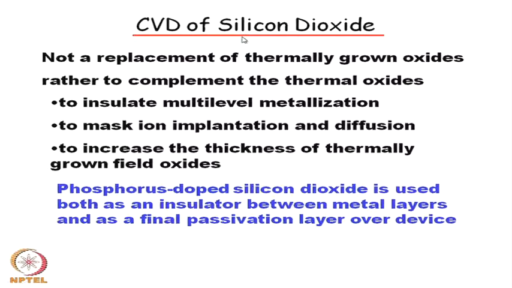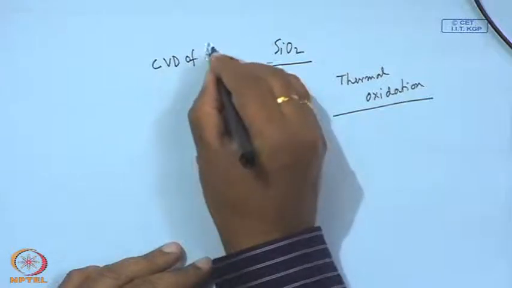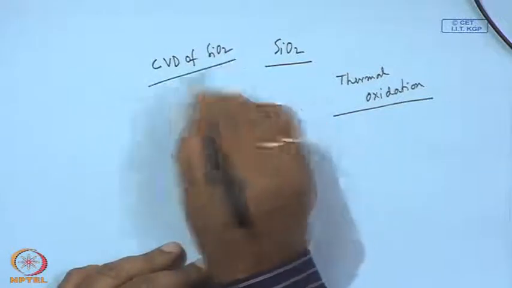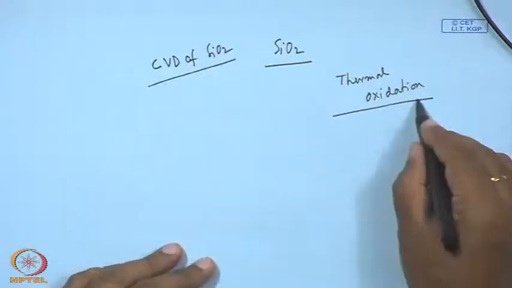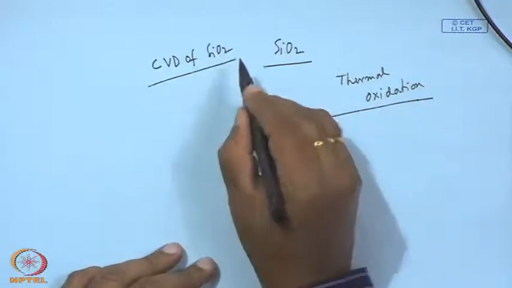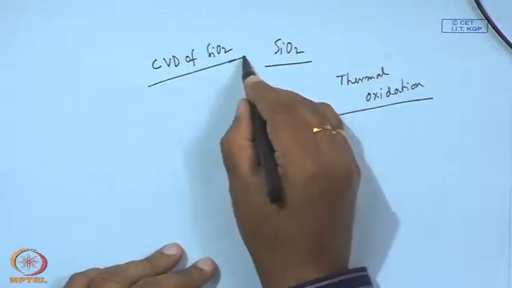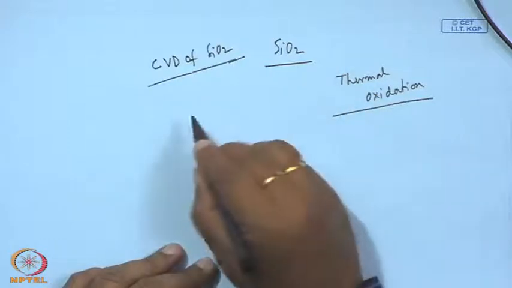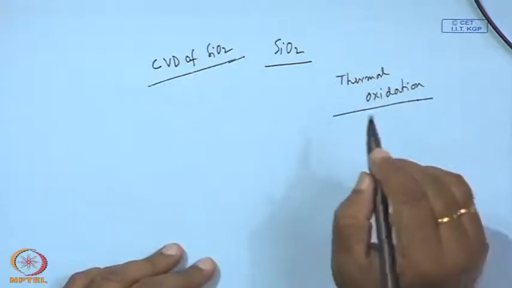This CVD of silicon dioxide is not a replacement of thermally grown oxides, rather it complements the thermal oxides. So, if we proceed through CVD of silicon dioxide, it is not a competitive process to thermal oxidation. It is basically the supplement of the SiO2 grown by thermal oxidation.